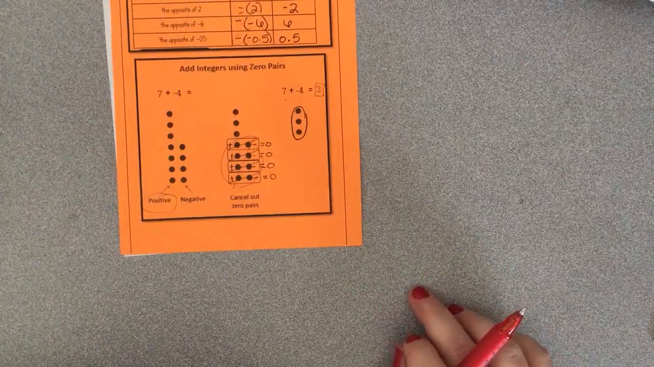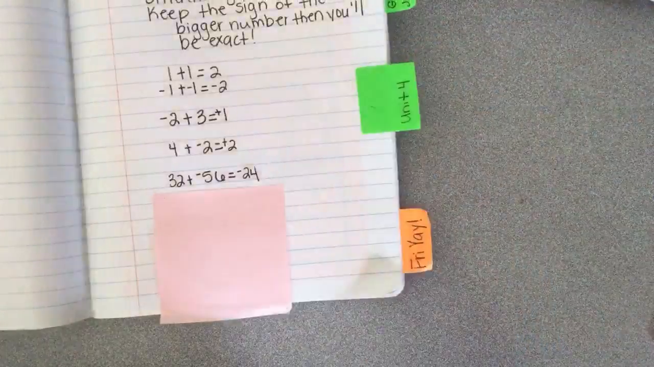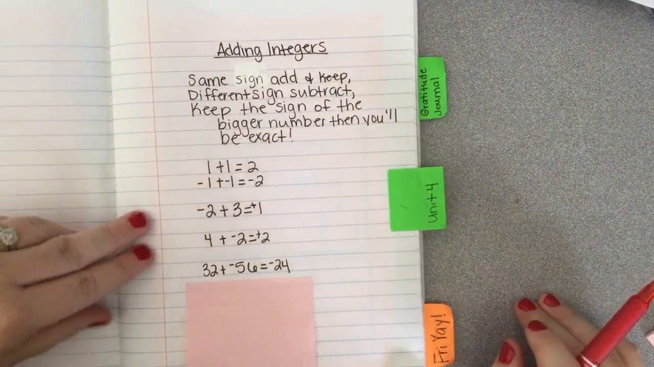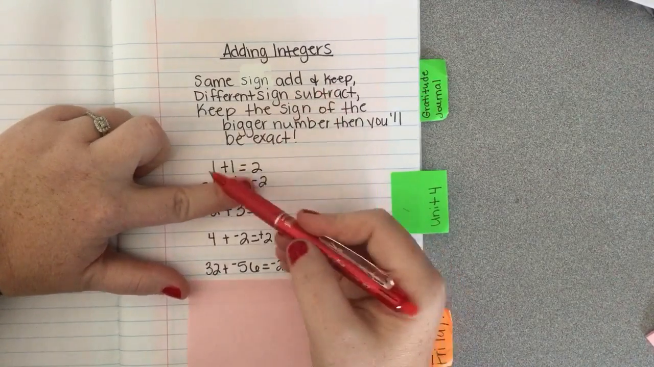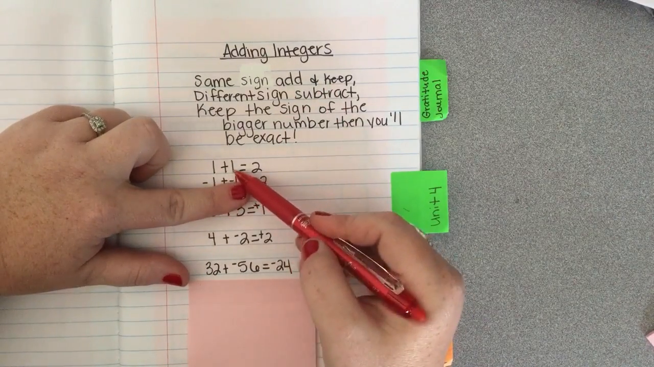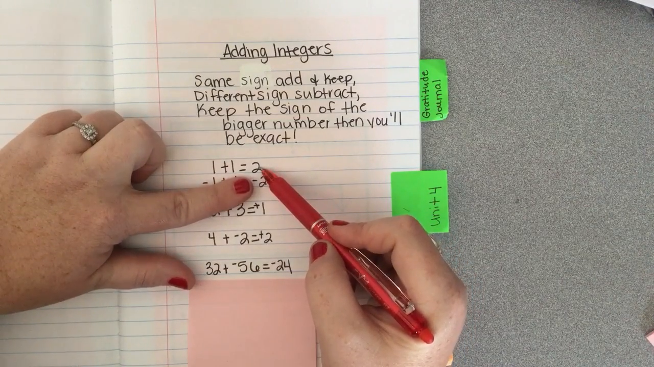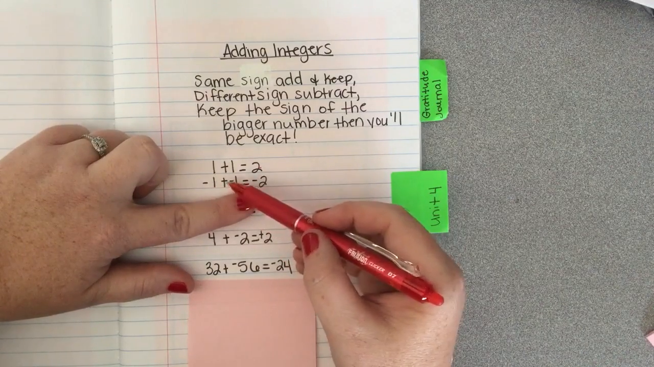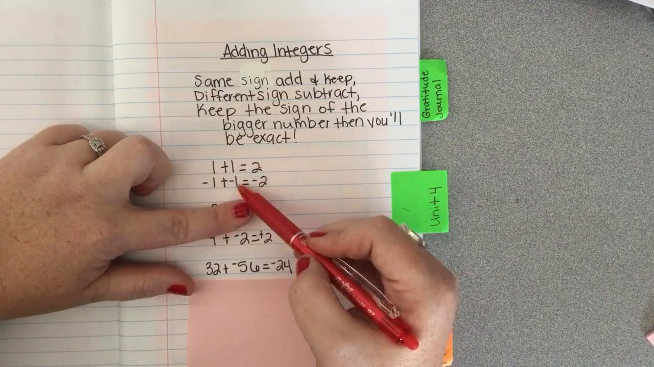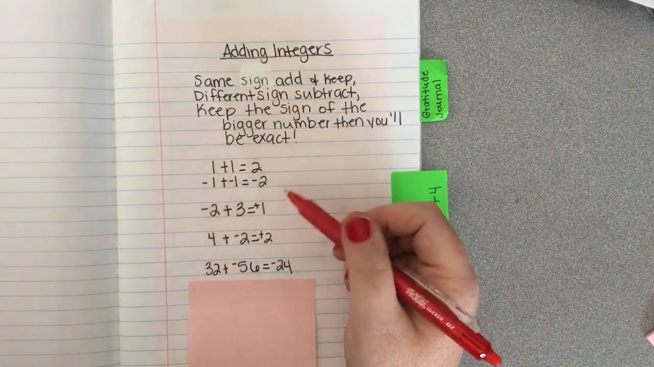Now in our journals, we wrote a little poem under Unit 4, and it says adding integers: same side, add and keep. So if you have the same sign, like +1 plus +1, you add the numbers and keep the same sign. A positive plus a positive is a positive. Same thing here, a negative plus a negative is a negative. 1 plus 1 is 2, and they both have a negative, so the answer has to be negative.